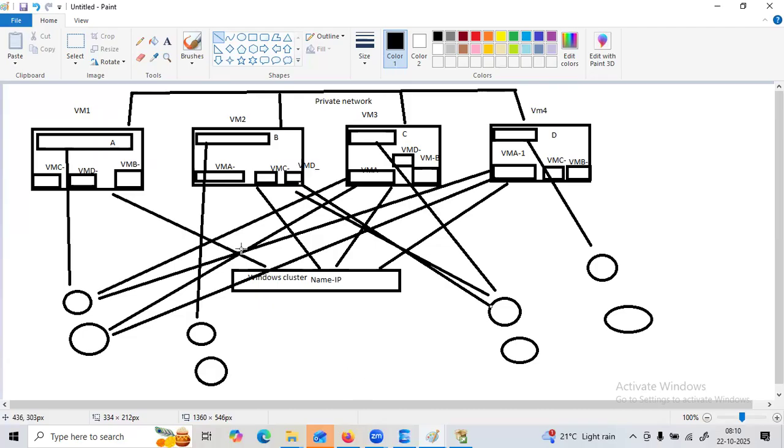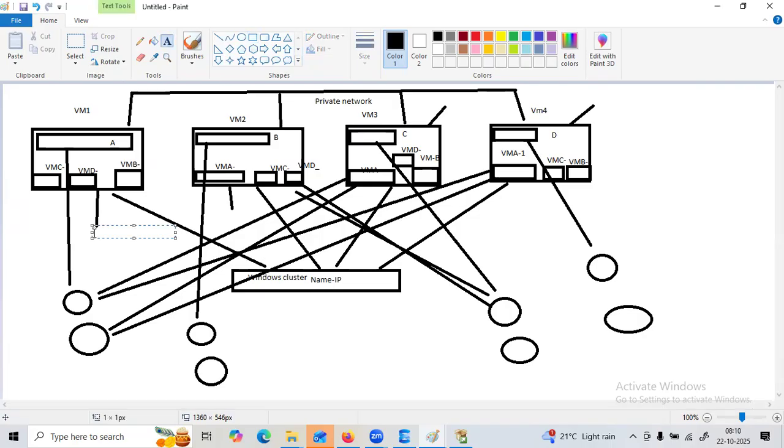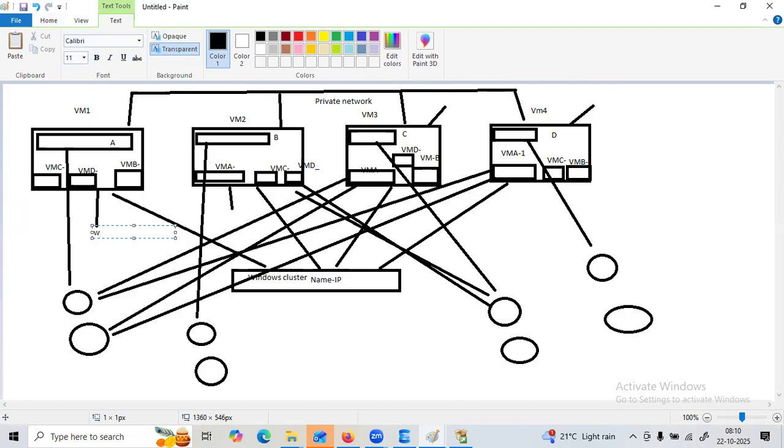So whenever we build the Windows cluster, what will happen? On each computer, one cluster service will be installed. Whenever we build the cluster, in the background, in services.msc, in the Server Manager, one service will be installed. That is the cluster service. That cluster service belongs to the Windows cluster.